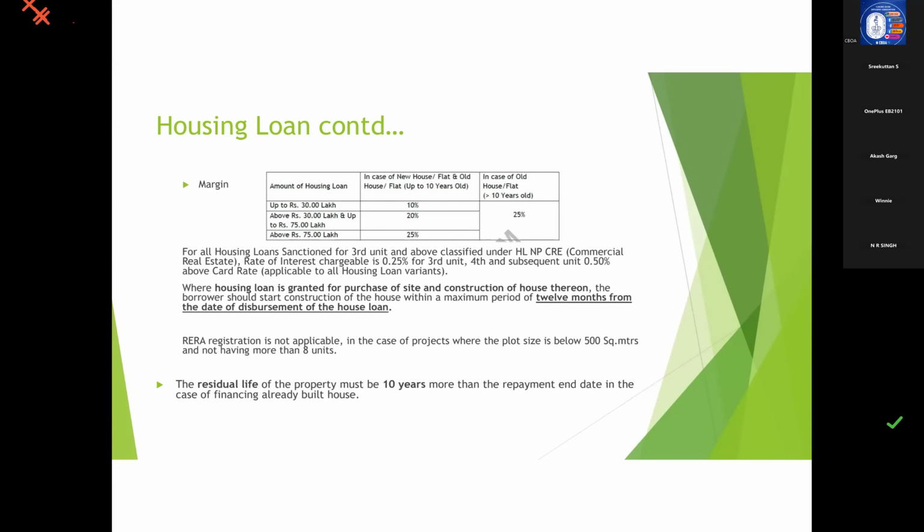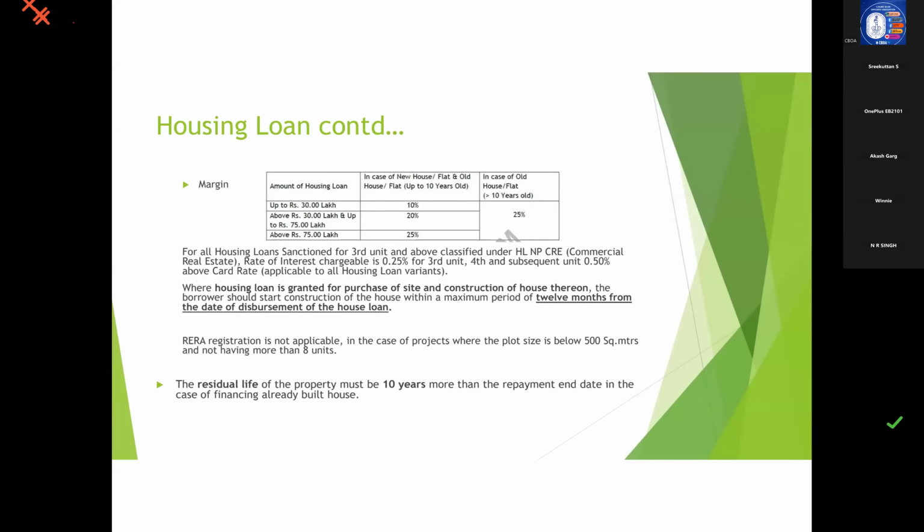Now, another question that may be asked here is that in the case of a house or flat which is of age more than 20 years, the inspection is to be carried out by whom? It is scale 4 and above. So, if you are financing a house or a flat which is of age more than 20 years, it should be inspected by an officer not less than scale 4 and above.